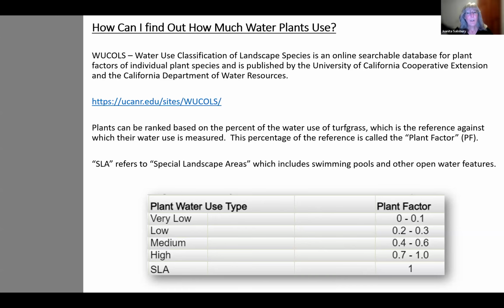So if something is very low water use, the plant factor is 0 to 0.1, which is 0 to 10% of what a lawn would normally use. So you can go to that website, search for different plants, and they will tell you whether it's very low, low, medium, or high, or a special landscape area, which is like a swimming pool, which is considered a 1. So super easy to find out how much water plants are using.